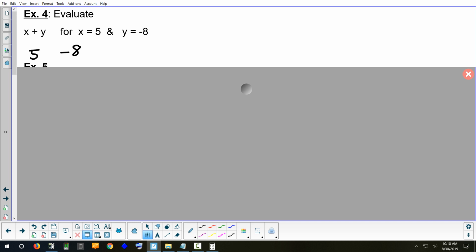The addition sign, right? We're just going to copy down the addition sign and the parentheses. You could put parentheses if you wanted. It's always a good idea. Yes. 5 plus negative 8.